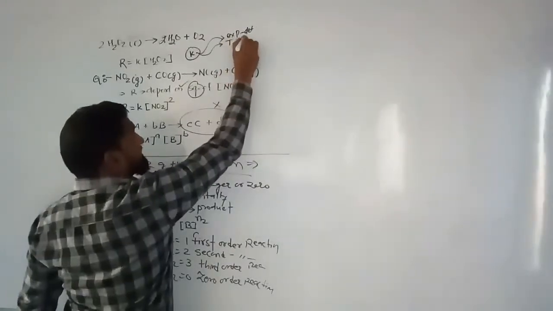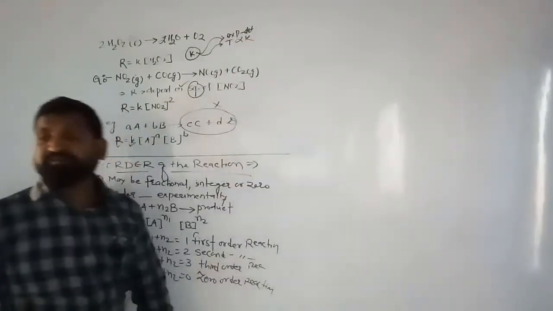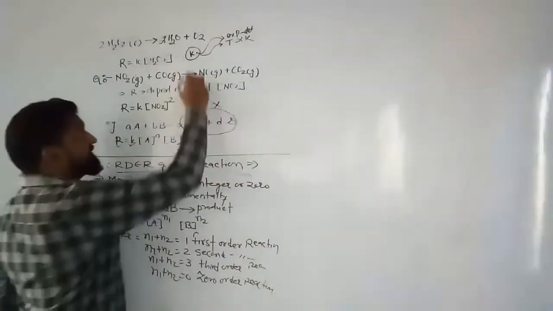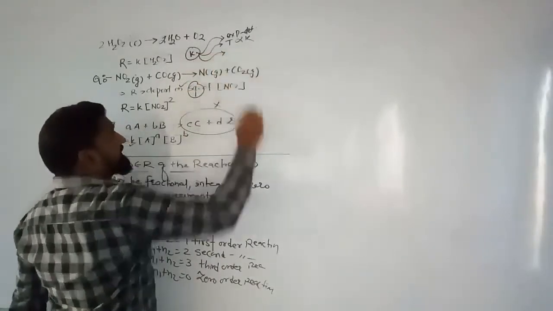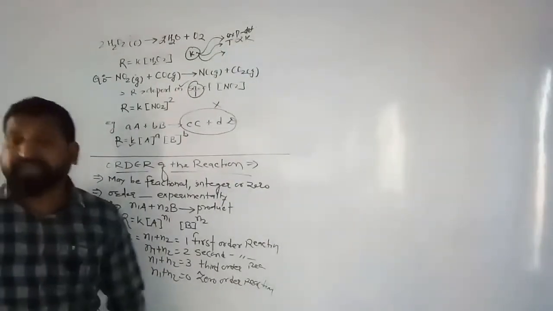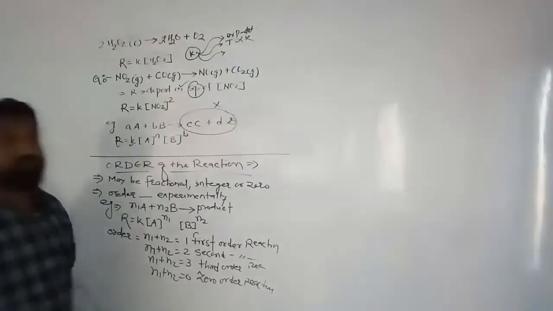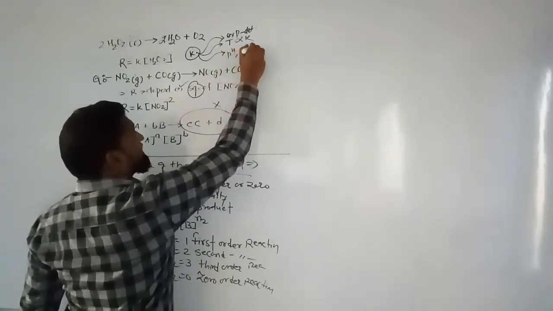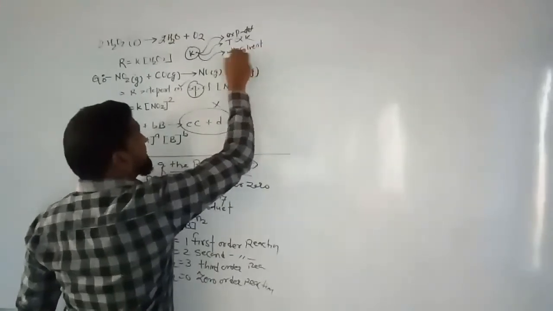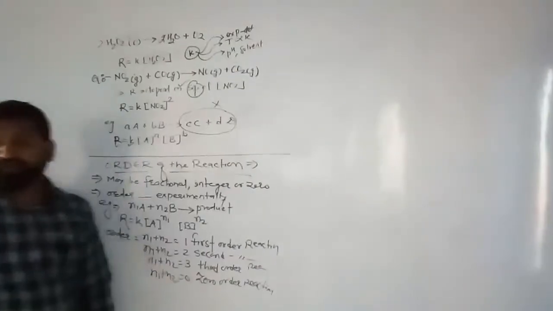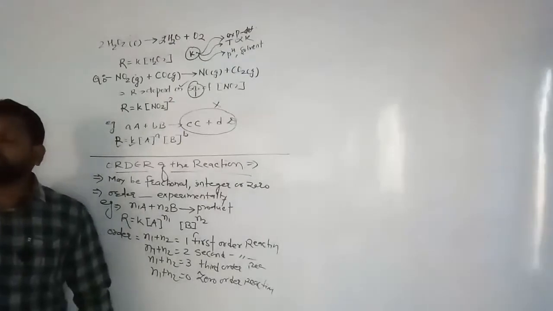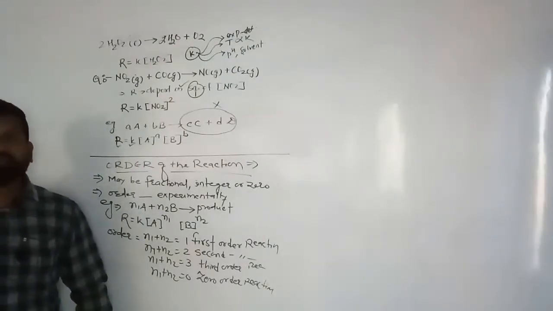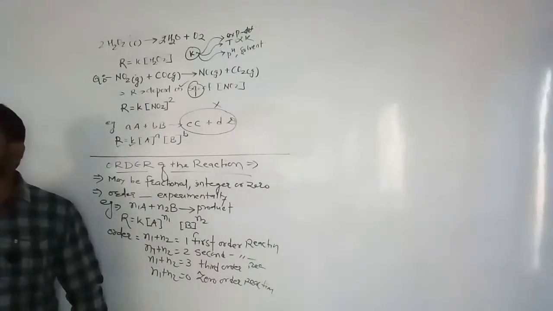As temperature increases, the rate constant also increases. It can also be affected by the conditions of the chemical reaction. Conditions of the chemical reaction means what? For example, pH, solvent, etc. So these can alter the value of small k.